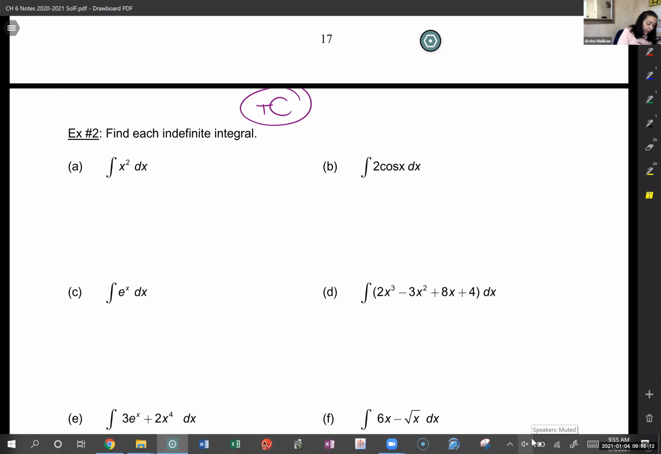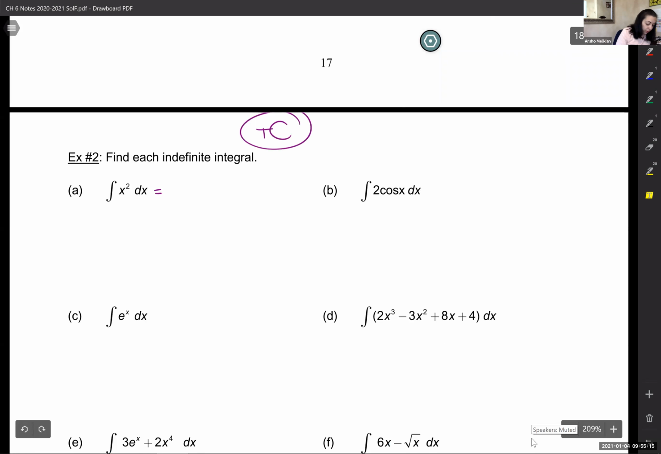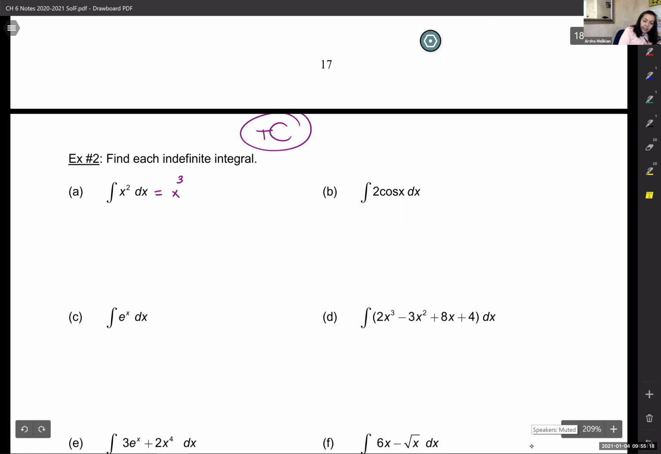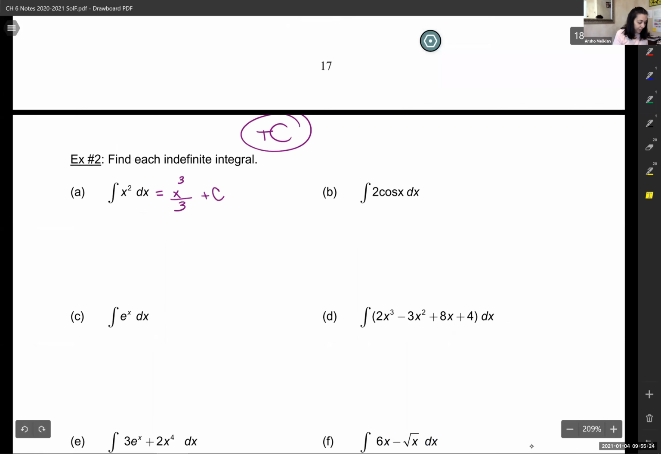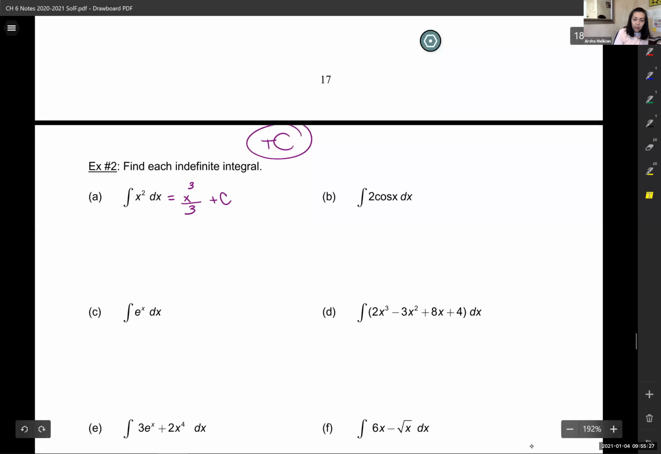Okay, x squared, that's a power rule. Add 1 to the exponent, divide by the new exponent, plus c. All right, 2 cosine x, the 2 just comes out. Integral of cosine is sine plus c. If you're like, oh my God, I don't know, just go backwards. Take a derivative of what you just got. Do you get 2 cosine x? You do.